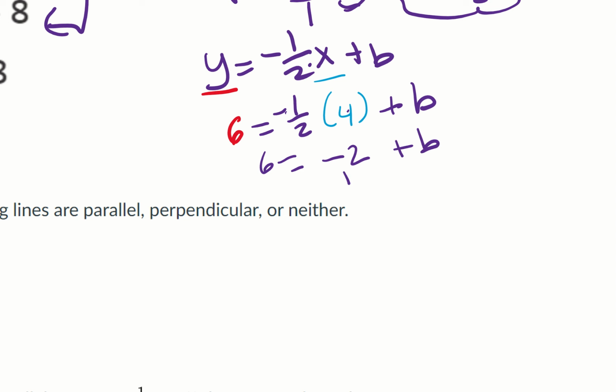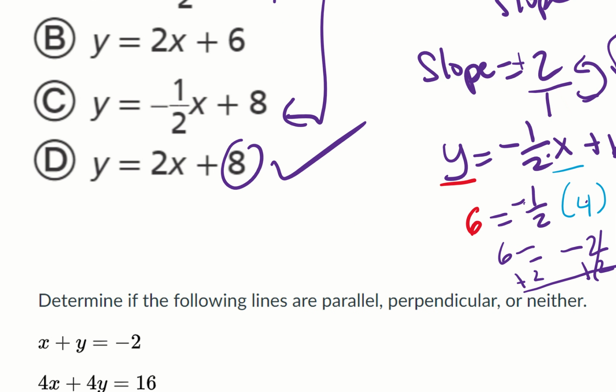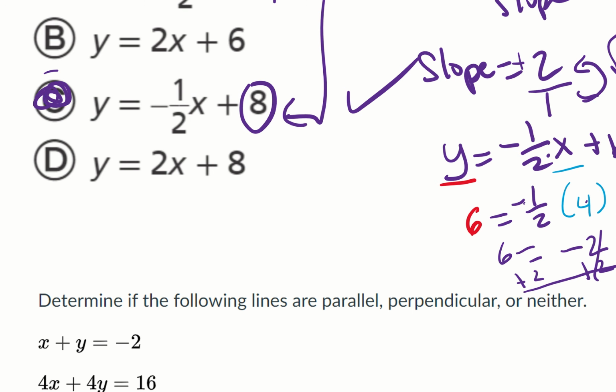Then we have to add 2 to both sides to solve for b. And so b is 8. So there you go, we got b. b is 8. So clearly, or no, that's not the right one. Sorry, b is 8, so this is the one that we want. Clearly, this is the one that we need.